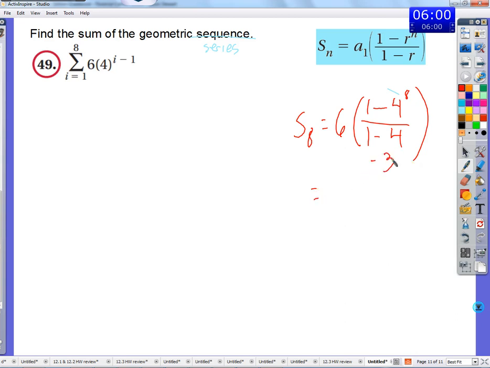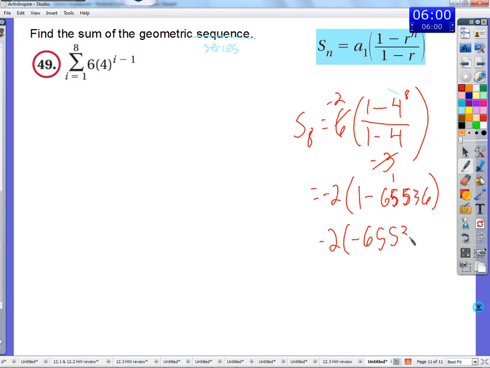You get negative 3, that cancels with 6, let's call it 1 and negative 2, if you divide 6 by negative 3. So you get negative 2 times 1 minus, what's 4 to the 8th? Negative 2 times negative 65,535. So it's a positive 131,070.